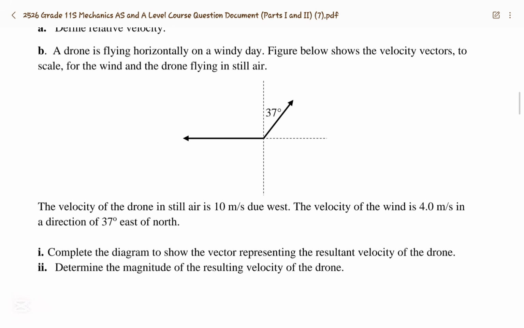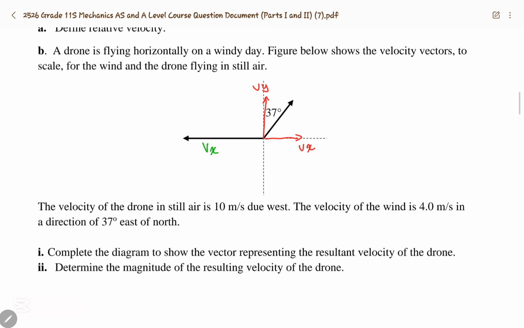What does it say? A drone is flying horizontally on a windy day. The figure below shows the velocity vectors to scale for the wind and the drone flying in still air. They gave us the velocity vectors, but we should resolve them. I always prefer to resolve. Here we can separate this into the y component and the x component. So this would be vy and this is also vx.